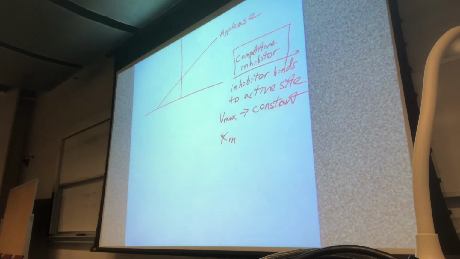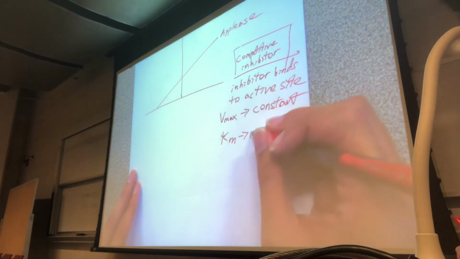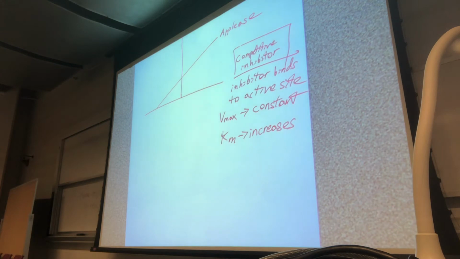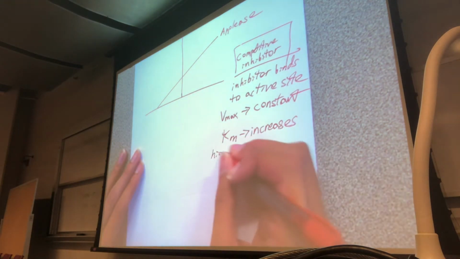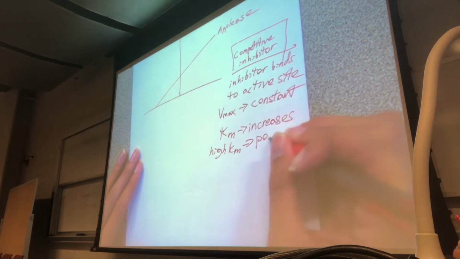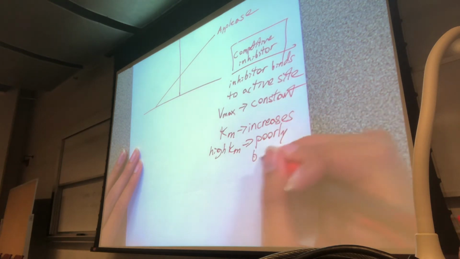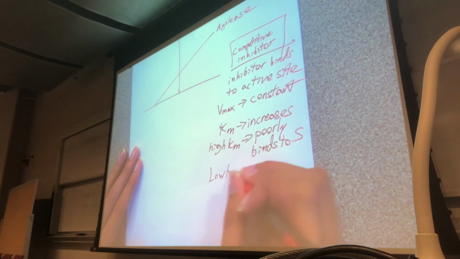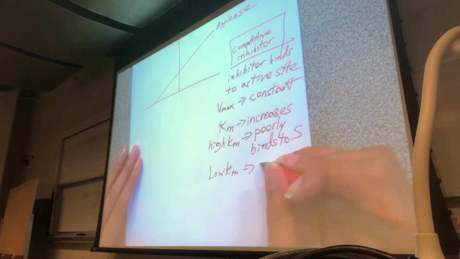Km, does anyone remember what happens to Km due to the addition of a competitive inhibitor? It increases, right? And here's why. So again, earlier, last couple of SI sessions, we stressed the fact that Km is a number that describes how well an enzyme binds to its substrate. A high Km means the enzyme very poorly binds to its substrate, while low Km is a strong binding.